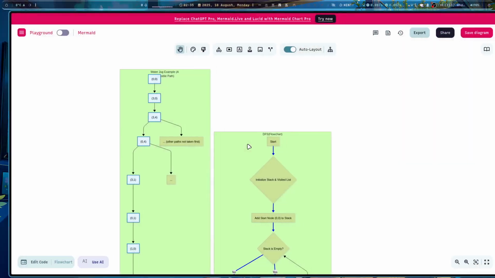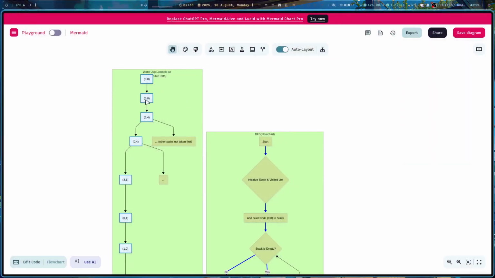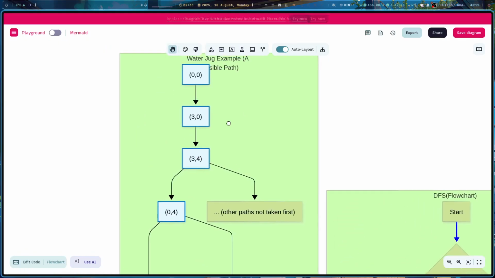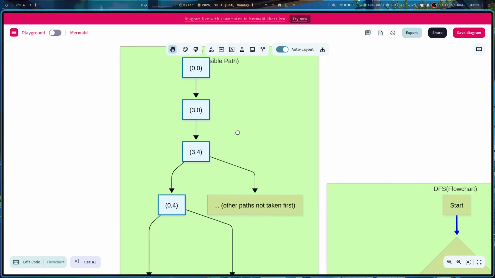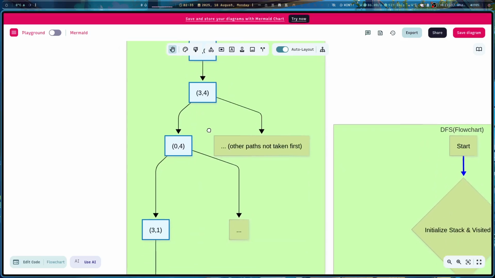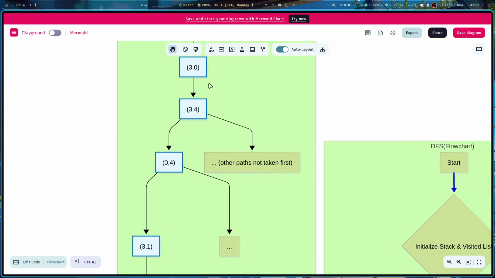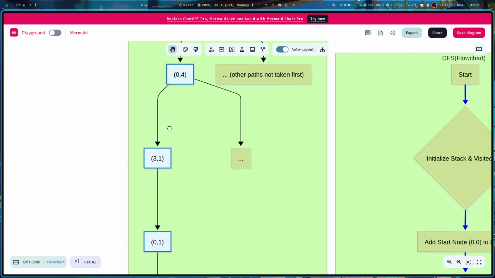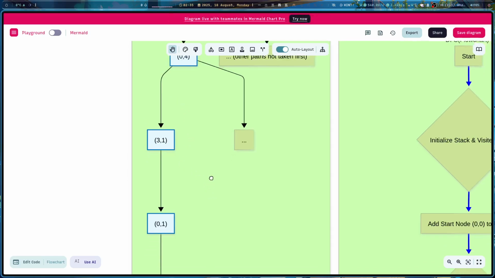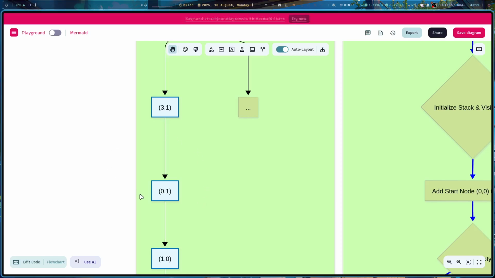Now let's go to the diagram and the problem solution that we have. At the first step it's 0,0, then you fill the 3-liter jug, then you fill the 4-liter jug. This is the filling algorithm. Then you pour down the 3-liter jug, then you again fill up the 3-liter, then you do the pour action, from the 4-liter to the 3-liter, then you do the throwing out action, basically the empty action.